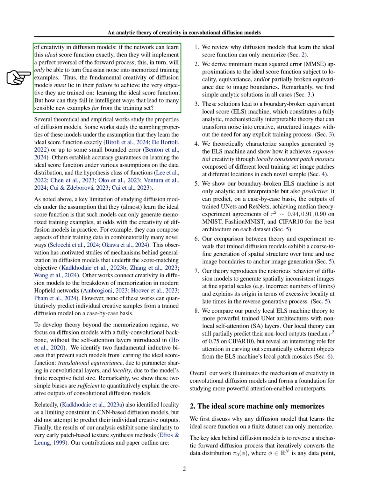The challenge lies in the creativity of diffusion models. If they perfectly learn the ideal score function, they would only reproduce the training examples, not generate new ones. Thus, their creativity stems from their inability to achieve this ideal score function. We question how they can fail in ways that still produce sensible new examples that differ from the training set.